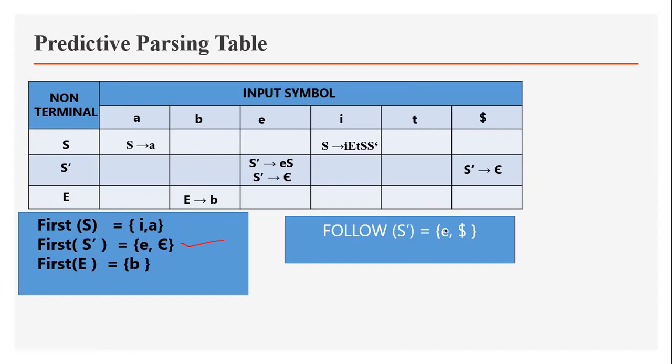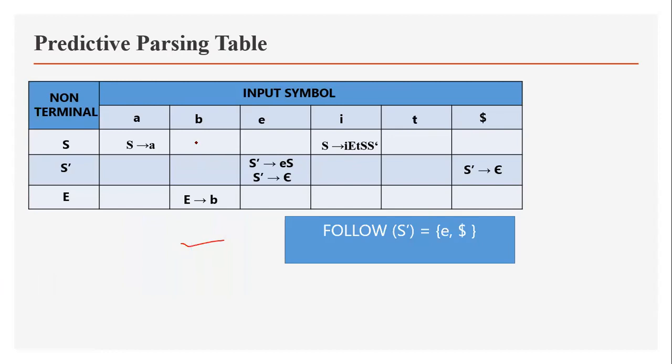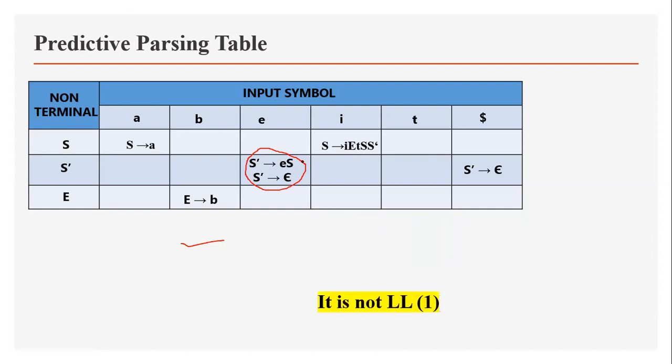Now the problem is, whenever for the same non-terminal on the same input symbol we are getting more than one production, it makes the grammar ambiguous. We don't know whether S' will be replaced by eS or with epsilon. So it leads to confusion. For one non-terminal on the same input symbol, if you are getting two productions, it indicates that it is not LL(1). Okay, the grammar is not suitable for LL(1).